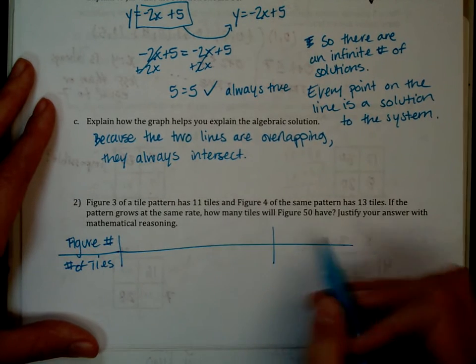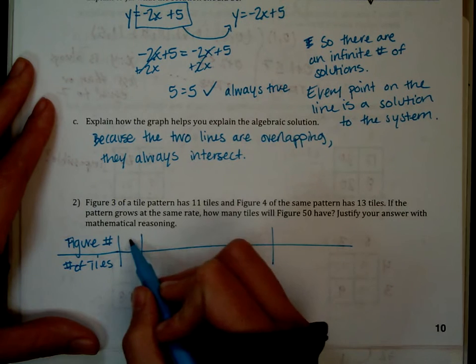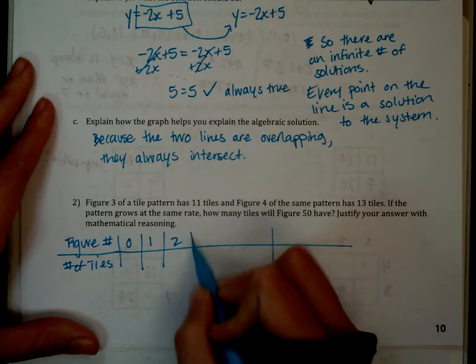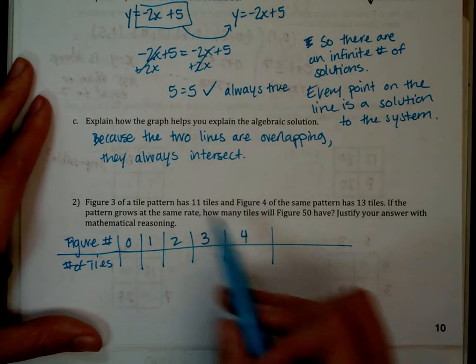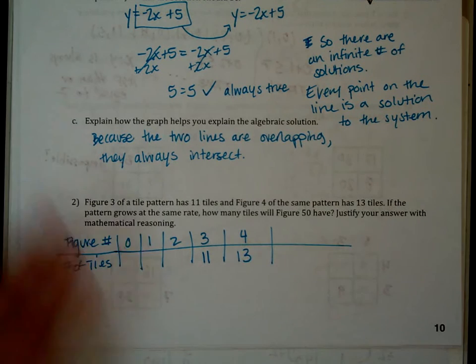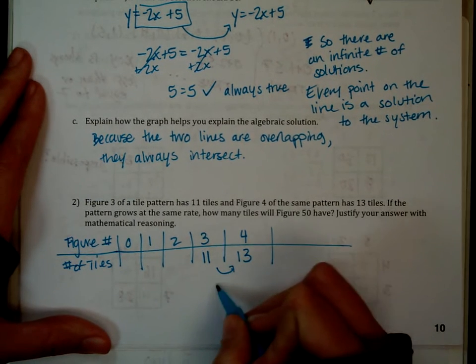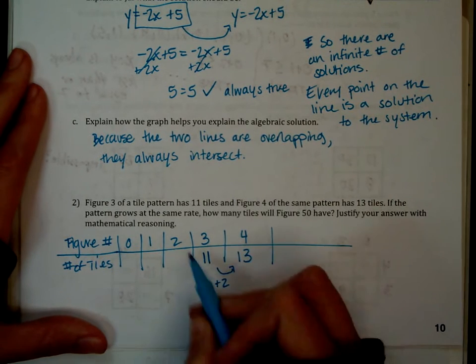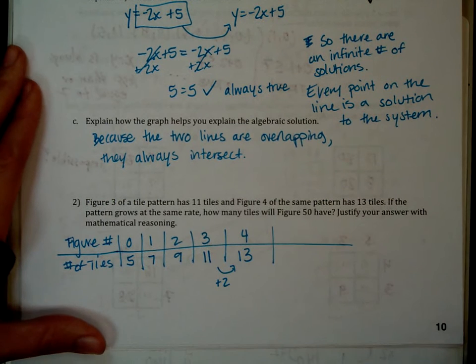And I know that somewhere way over here, figure 3. So figure 0, 1, 2, 3, 4. Figure 3 has 11 tiles and figure 4 has 13. So I know that this pattern is growing by 2. So if I go backwards, then this would be 9, 7, and 5.